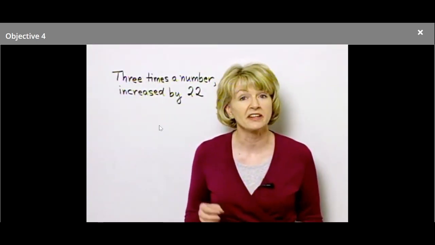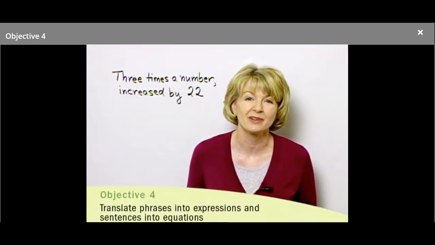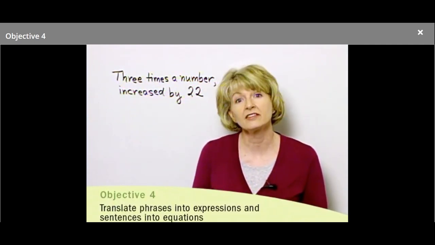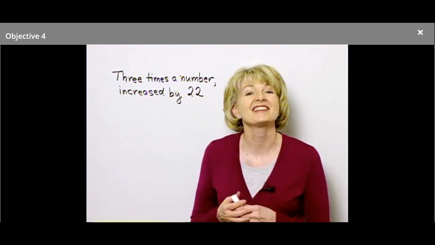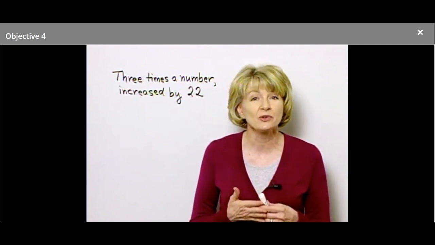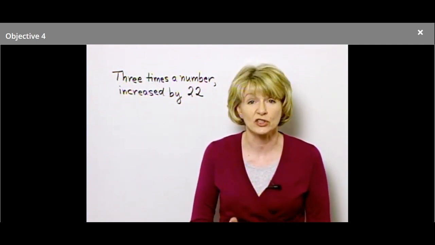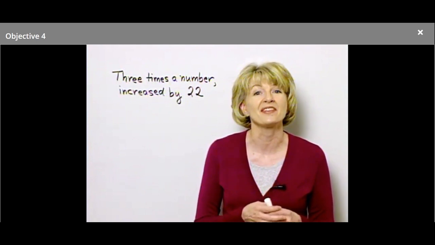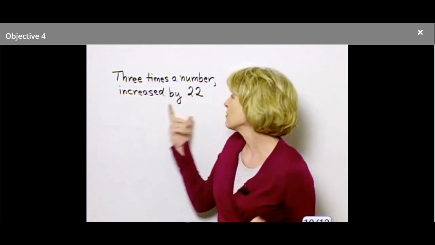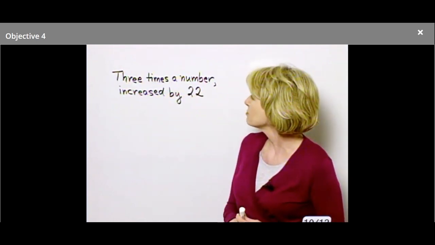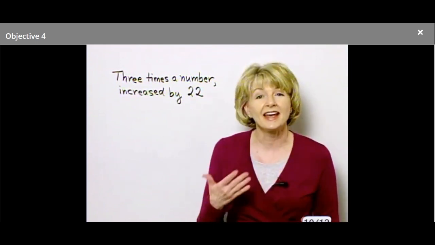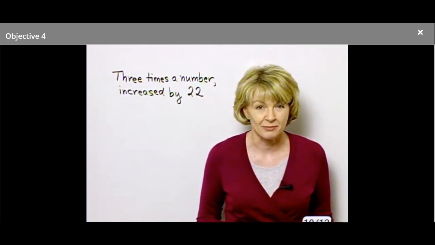Now that we know how to represent an unknown number by a variable, let's practice translating. We will translate phrases to mathematical expressions and sentences to mathematical equations. You may need to review a set or chart of key words and their symbol meaning. But let's practice translating. Here I have a phrase, 3 times a number increased by 22. And we'll let x represent our unknown number.